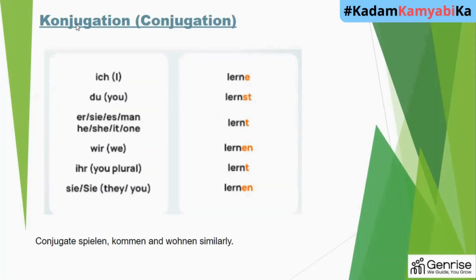Conjugation in German is called Conjugation. I am repeating, this is called Conjugation.